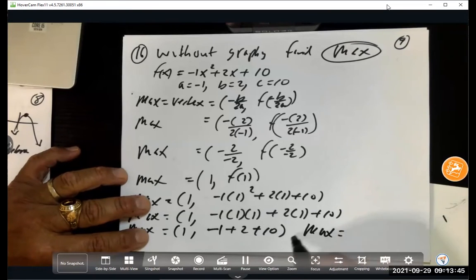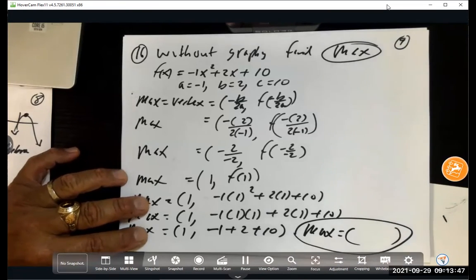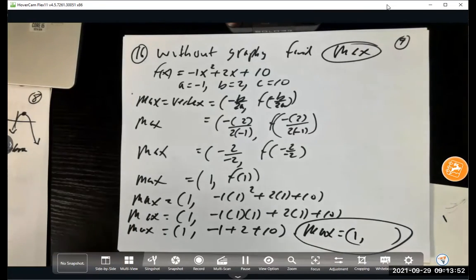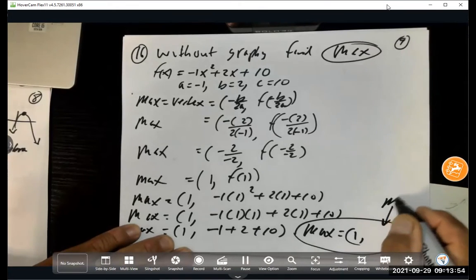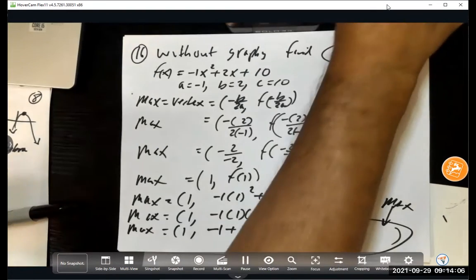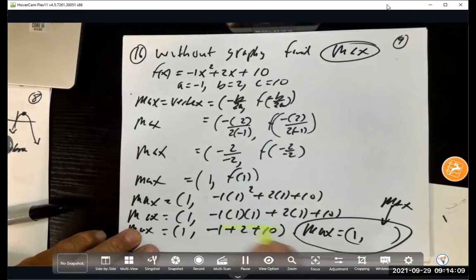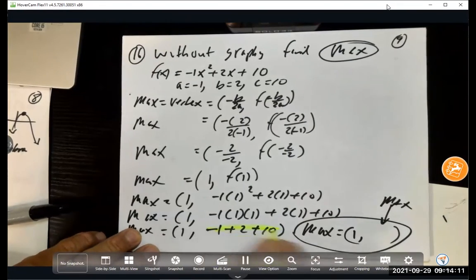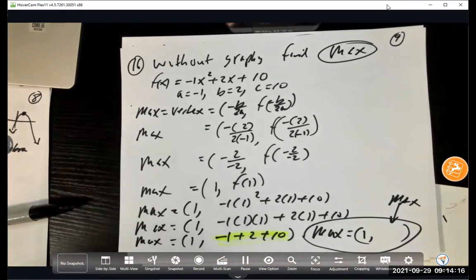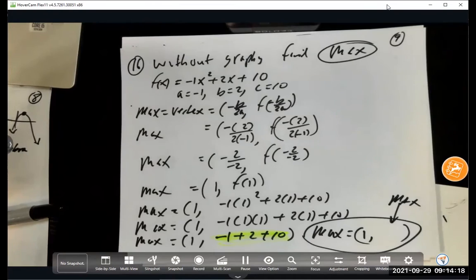So the max is going to be what? I know it's going to be 1 and something else. What is this number here? See if you can add the numbers in yellow. See if you can add all these numbers in your calculator. Just try it. What is it?